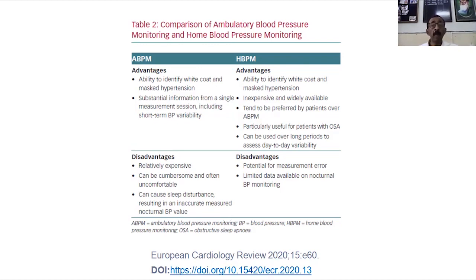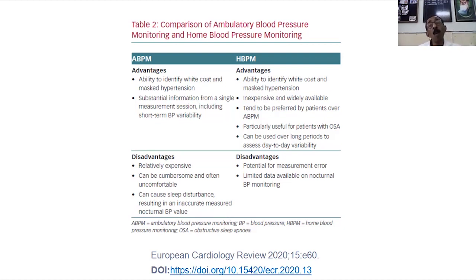Now, number one, what are the advantages of ambulatory BP monitoring over home BP monitoring? One advantage is that there is less chance of error. Why? Because in home BP monitoring, first of all, you have to train the patient how to record the BP accurately. So that means there is a potential for some measurement error. This is one advantage of ambulatory. The second advantage is that nocturnal BP is better monitored with ambulatory as compared to the other method.